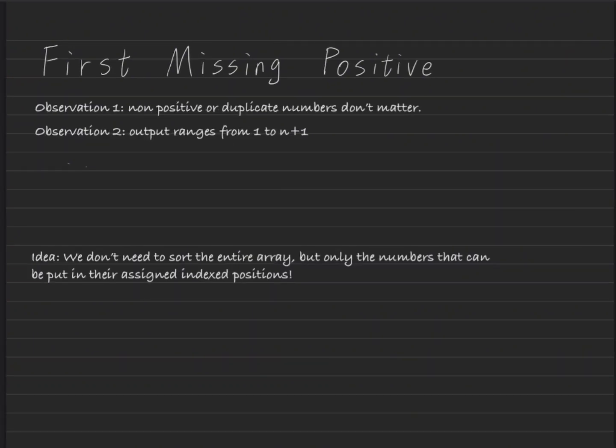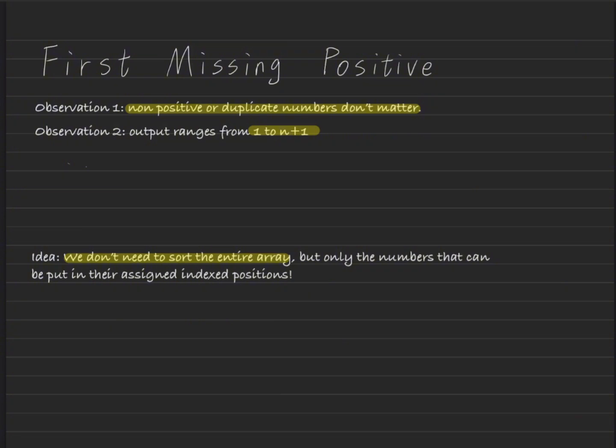Now let's think about how to optimize this. We can make a few observations here. Observation 1 is that all the non-positive or duplicate numbers do not matter. Observation 2, the output will range from 1 to n+1. This is because with n numbers in the array, the missing positive will either be within n or is n+1. With this, we can draw the conclusion that we don't need to sort the entire array.